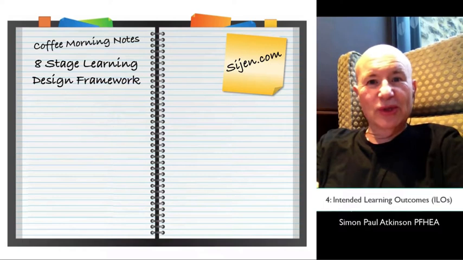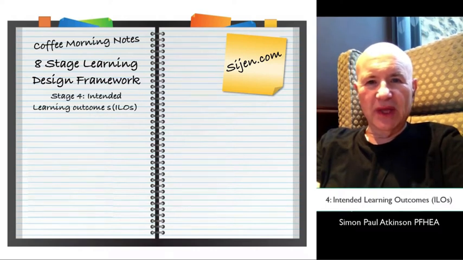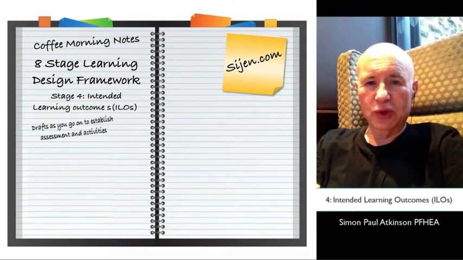Good morning. I want to talk today about stage 4 of the 8-stage learning design framework that deals with intended learning outcomes. So you know who your students are, you know the context in which you're writing your program for, you know the media choices. You then need to draft intended learning outcomes. You're drafting them at this stage. Nothing that you write down will be carved in stone.